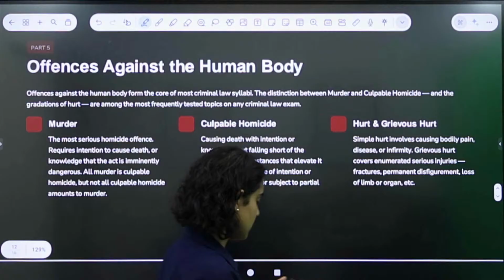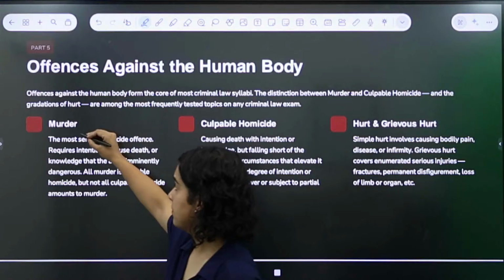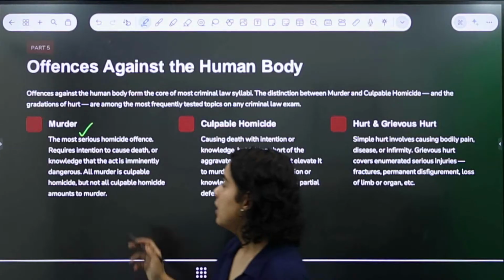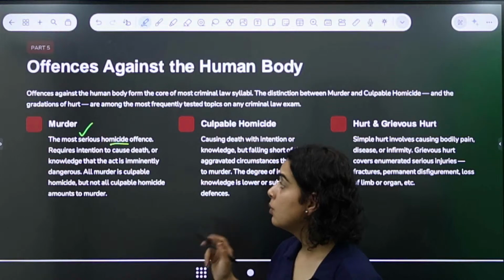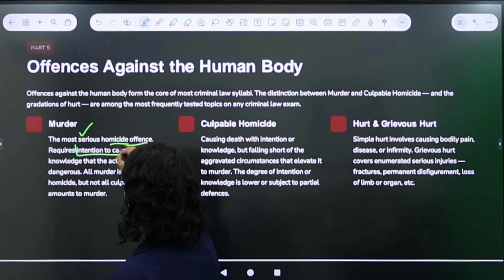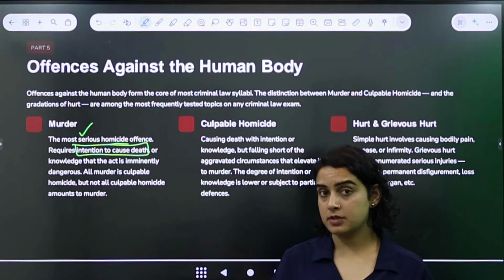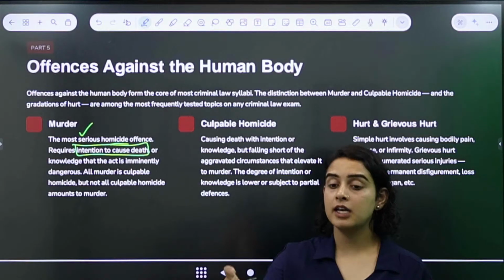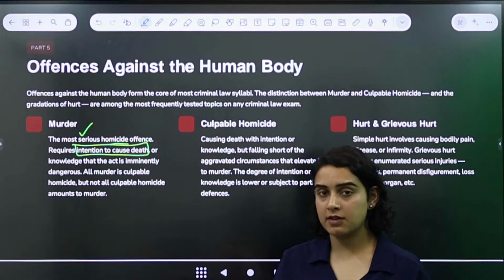We see questions around some specific offenses as well. First is the offense of murder. Murder basically means taking away someone's life. Homicide is killing someone, killing a human being. And what is important here is that murder requires an intention to cause death. You should have an intent to kill the other person. If you are willingly doing something which might end up taking away someone's life, and you know that doing this might take someone's life, that's murder.